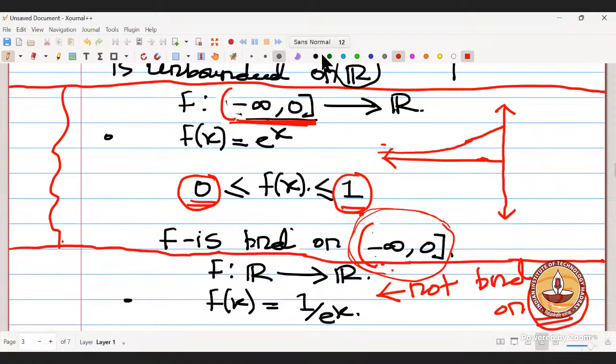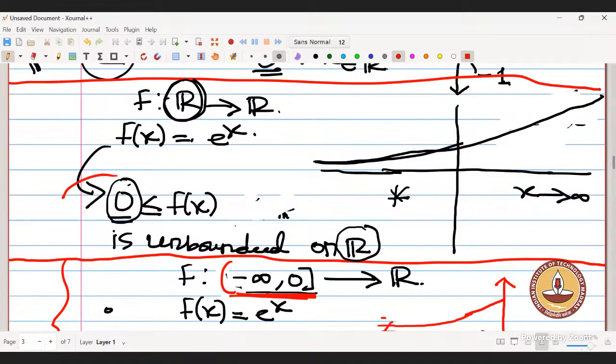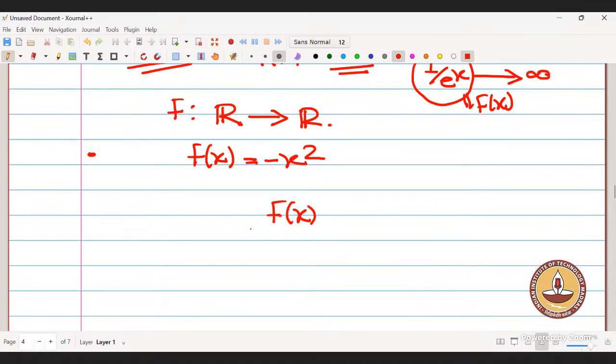You can say your function is bounded only when you have both an upper bound and a lower bound for the range. For example, you can see you have a lower bound, but you don't have an upper bound, so this is unbounded. Similarly, I can take a function, let's say f of x equal to minus x square, from R to R. This function is always less than or equal to zero, but you cannot get a lower bound for it. So here I have an upper bound, but I don't have a lower bound, so f is not bounded.